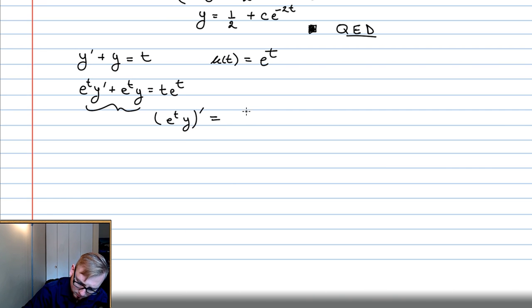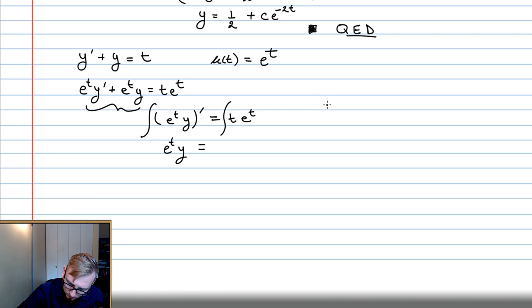And we need to have this side. Oh, well, now we need to integrate both sides. The left-hand side is easy because it just cancels out the prime. So we've got e to the t y. And then the right-hand side is a little bit more difficult. We have to use integration by parts.